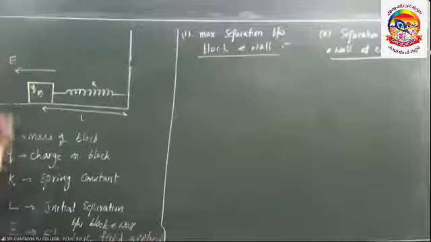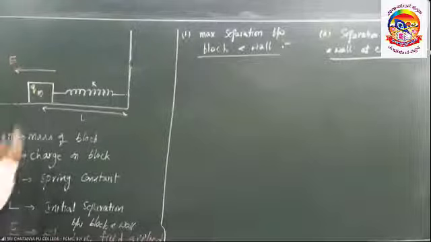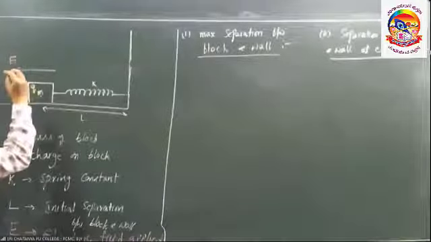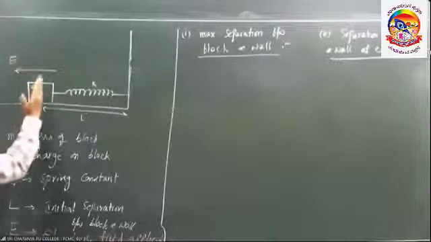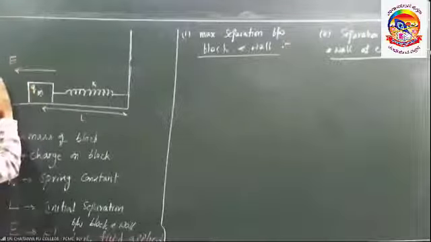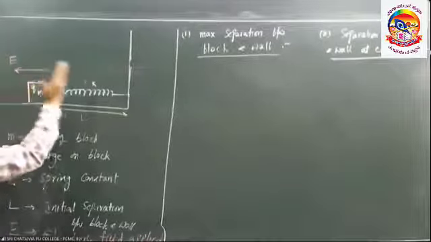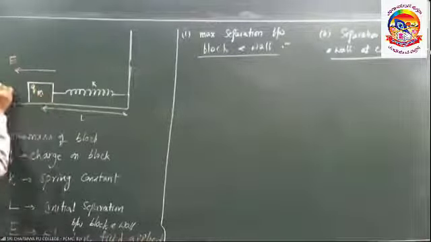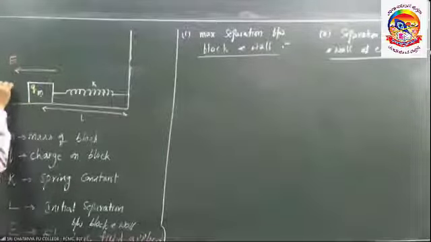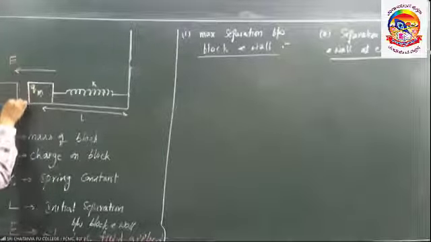Initially, it is at rest. Whenever it experiences a force, it moves, right? That is the work done by the force on the block, so it moves. Whenever it is moving, that work done is stored in this spring in the form of potential energy. See, let it move from here to here. This is the maximum separation.